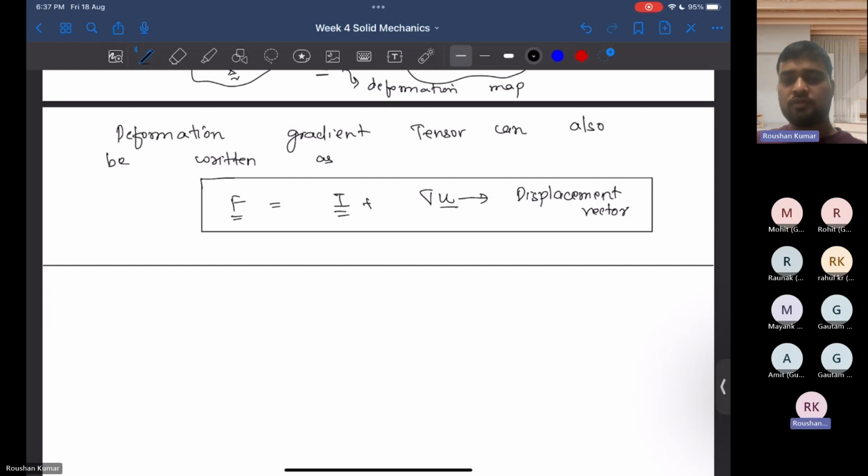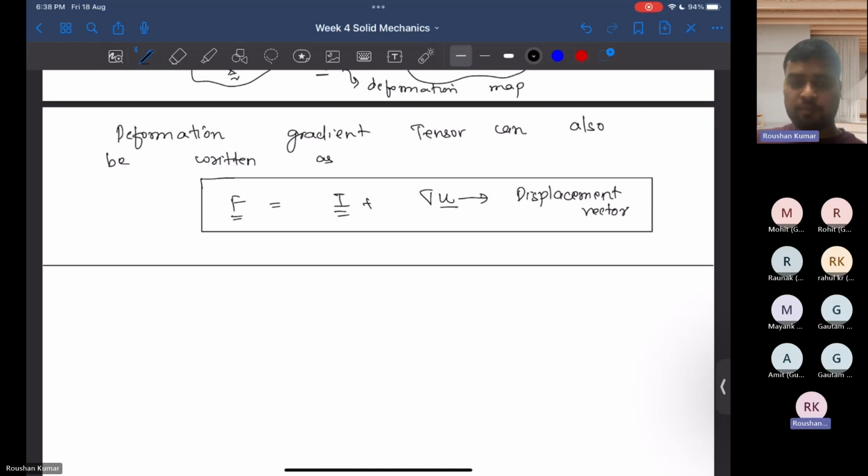Based on these two lectures, lecture number 10 and lecture number 11, I will solve some problems through which you can better understand the concepts, get to know the meaning of these definitions, and learn how to solve any type of problem related to Mohr circle and deformation gradient tensor.